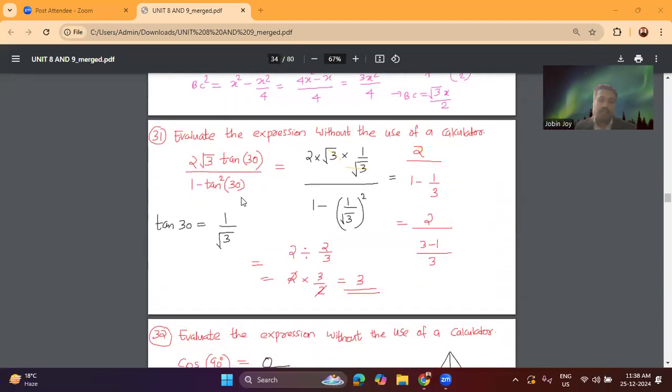Next is evaluate the expression 2 root 3 tan 30 divided by 1 minus tan square 30. So 2 into root 3 into what is tan 30? Tan 30 is 1 by root 3, divided by 1 minus tan square 30, which is 1 by root 3 the whole square. So this root 3 cancels. So 2 divided by 1 minus 1 by 3. I will take 3 as the LCM. So 3 minus 1 divided by 3. So 2 divided by 2 by 3. I will take the reciprocal so that I can change this division sign. So 2 into 3 by 2. 2 cancel. So the answer is 3.